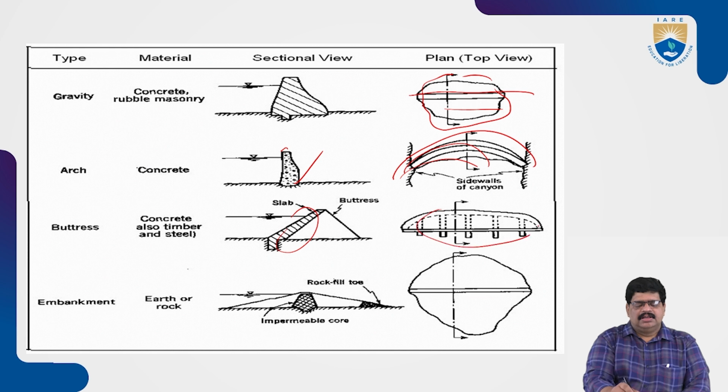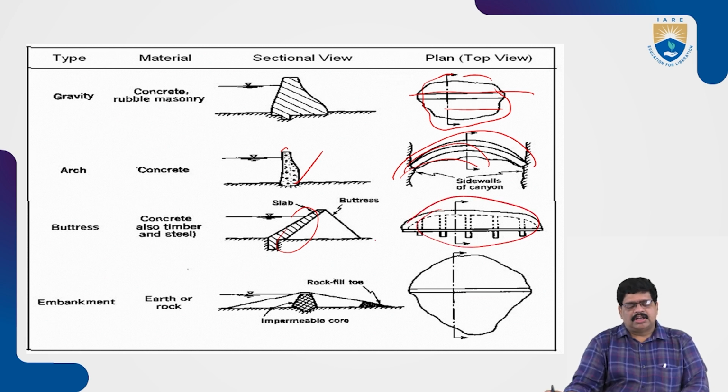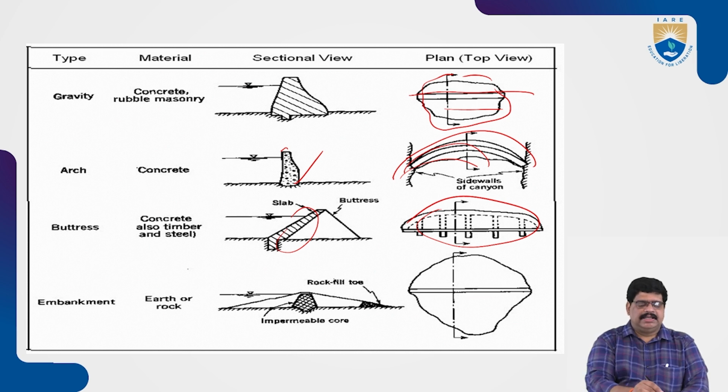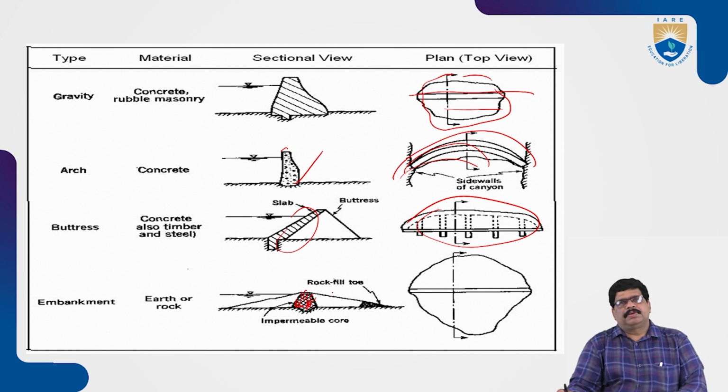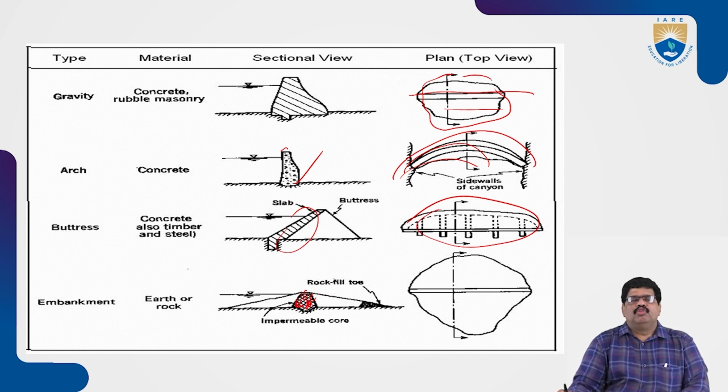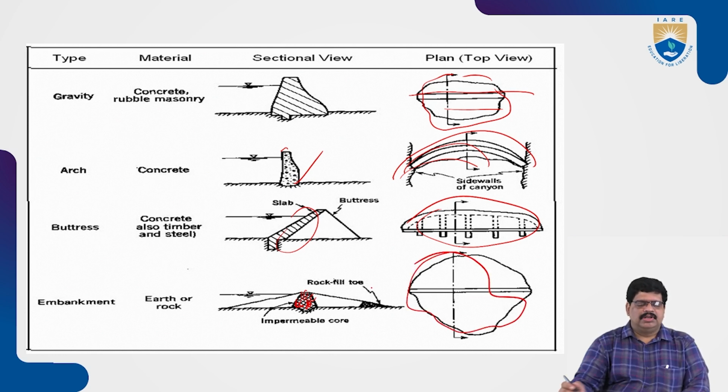This is the plan view or top view of the buttress dam. And next, embankment dams. Embankment dams are constructed of rocks here. Embankments and earthen pillars are constructed. An impervious wall is constructed to obstruct the flow. And this can be the plan view, as shown here.